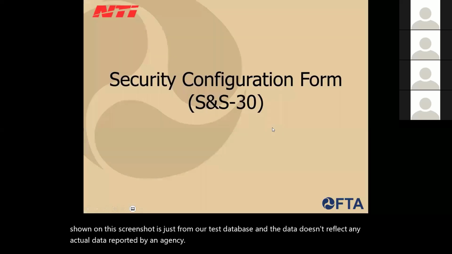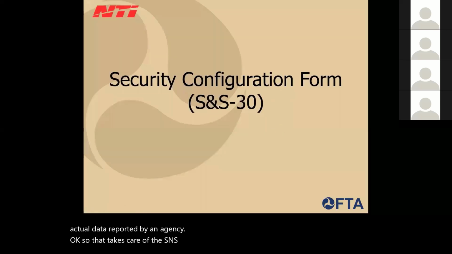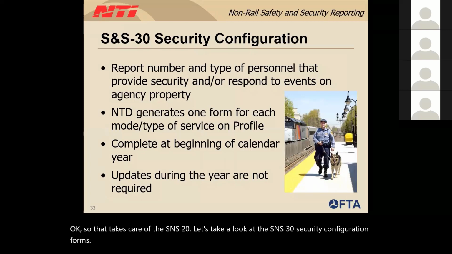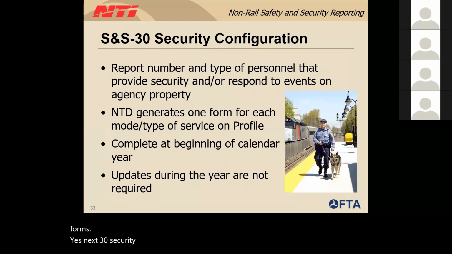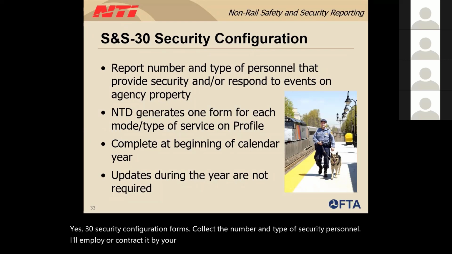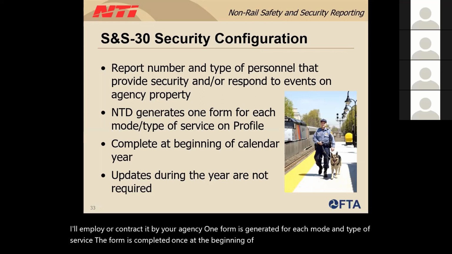Okay, so that takes care of the SNS 20. Let's take a look at the SNS 30 security configuration forms. The SNS 30 security configuration forms collect the number and type of security personnel employed or contracted by your agency. One form is generated for each mode and type of service. The form is completed once at the beginning of the calendar year, and you are not required to update this form during the year.